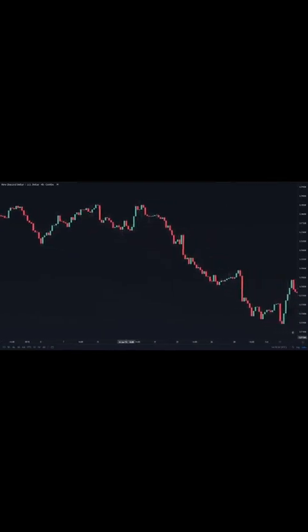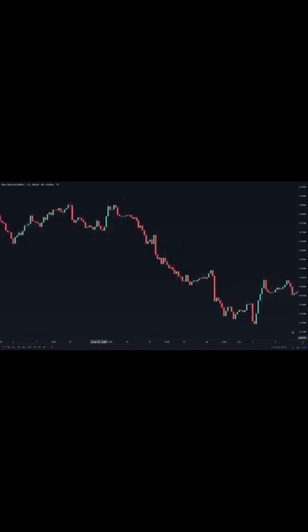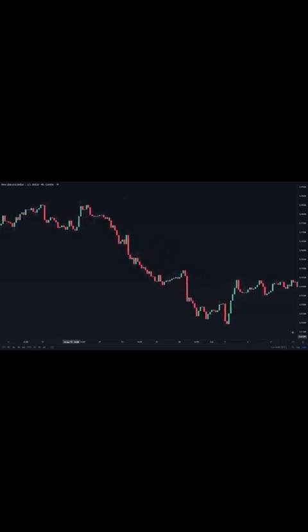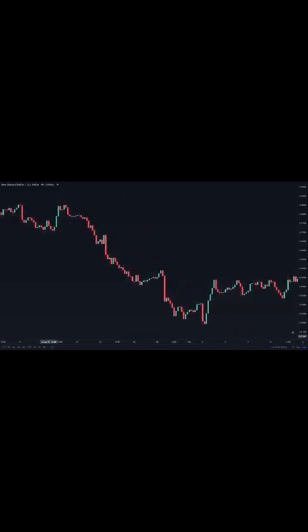Now, a common problem that people are experiencing is that they tend to lose a significant amount of their profit because the broker fee is too high.